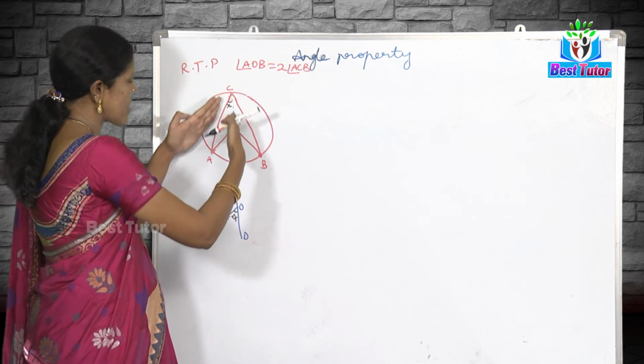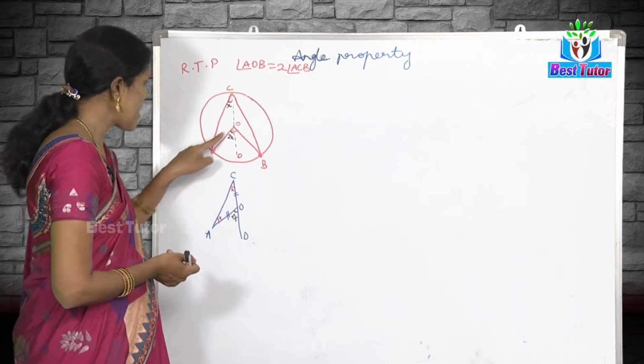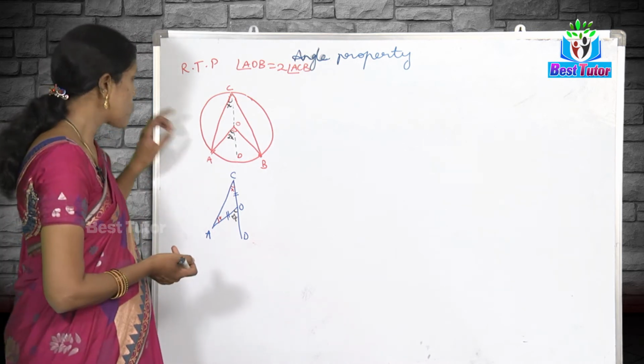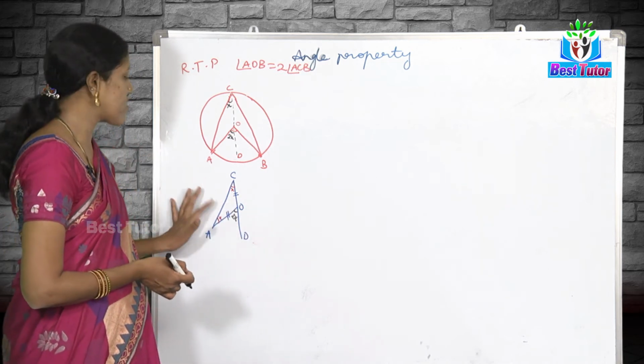I have just taken only a part of this figure and drew it separately. This is an isosceles triangle. So the angles opposite to equal sides are equal. So on that basis, these two angles I have considered to be x. They are equal, so I have considered them to be x.